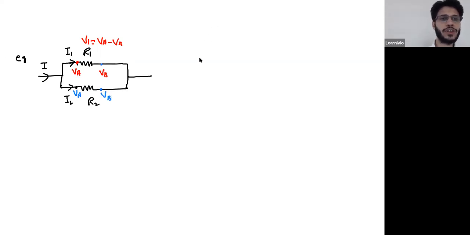So what is the voltage across R2? VA minus VB. So is it the same or different? Same. So the voltage is the same, but the current divides. Let's do one more example.